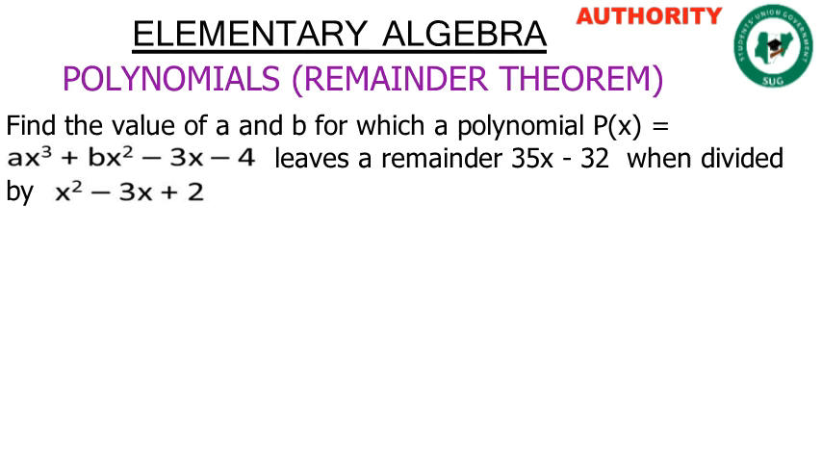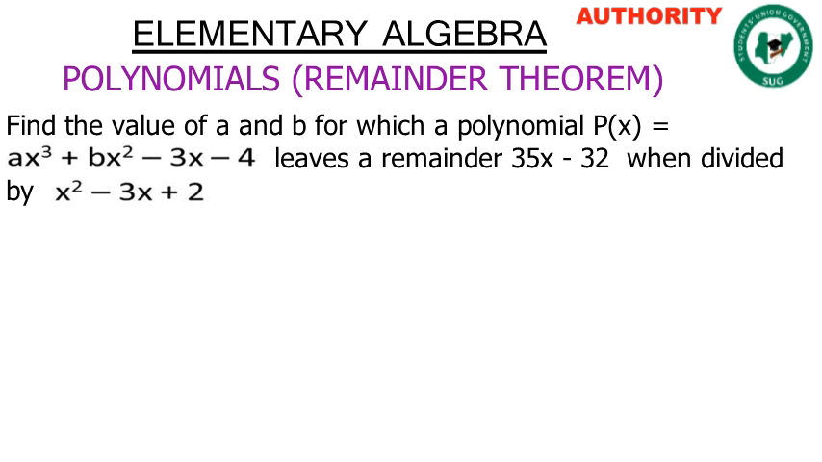Let's take this question very carefully. Let's see what we can do. We should find the value of a and b when this function is divided by x squared minus 3x plus 2, it leaves a remainder 35x minus 32.